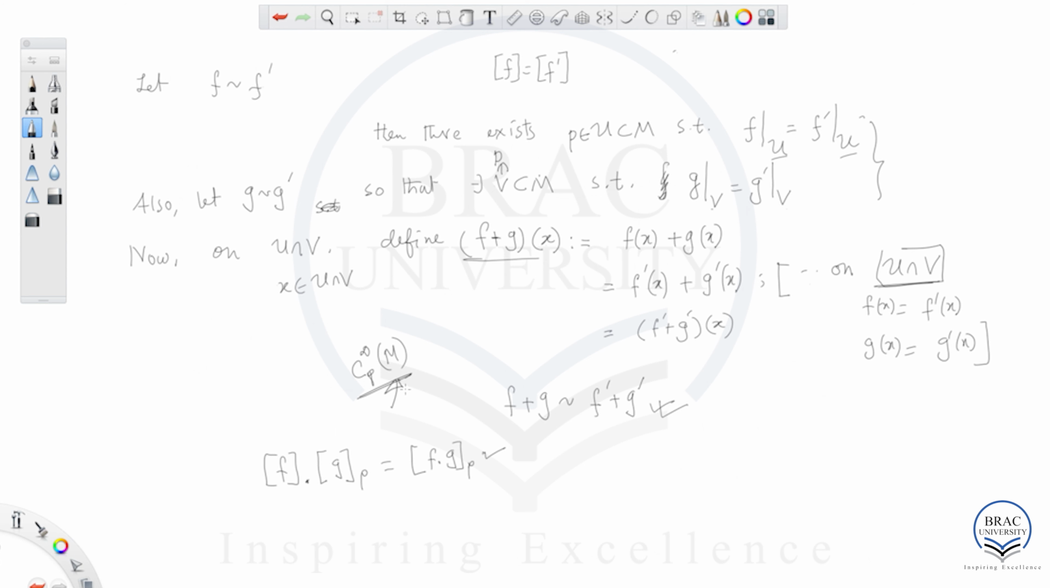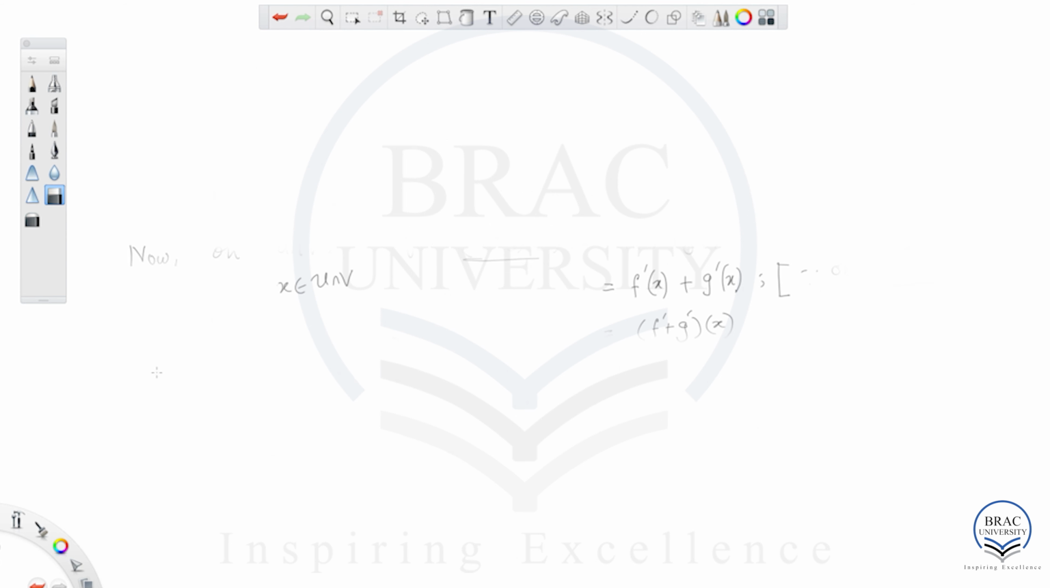So with respect to 1 and 2, 1 tells us how to take addition of two elements here, and 2 tells us how to take product of two elements here. So with respect to these two definitions, the germ of smooth function set at P in M becomes a ring. Okay. Now let us put the vector space structure on this set.